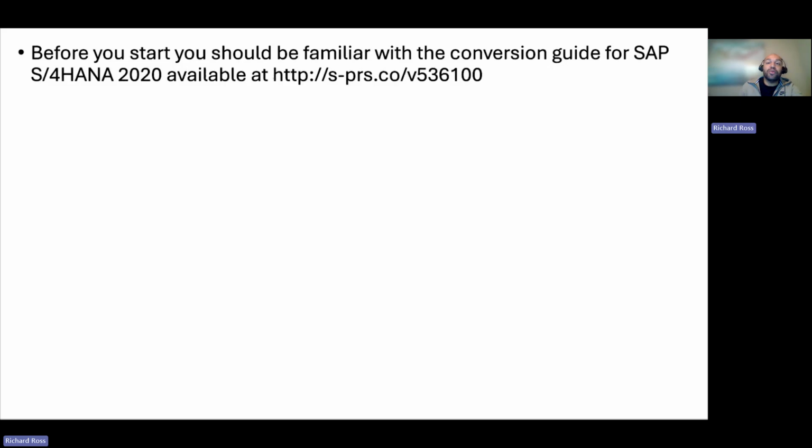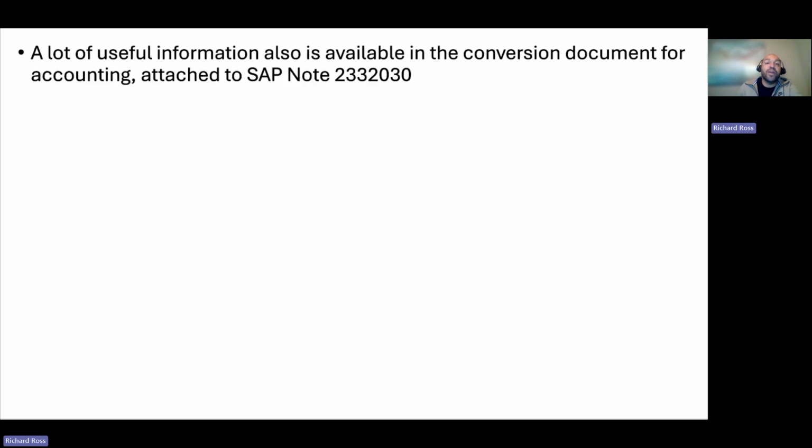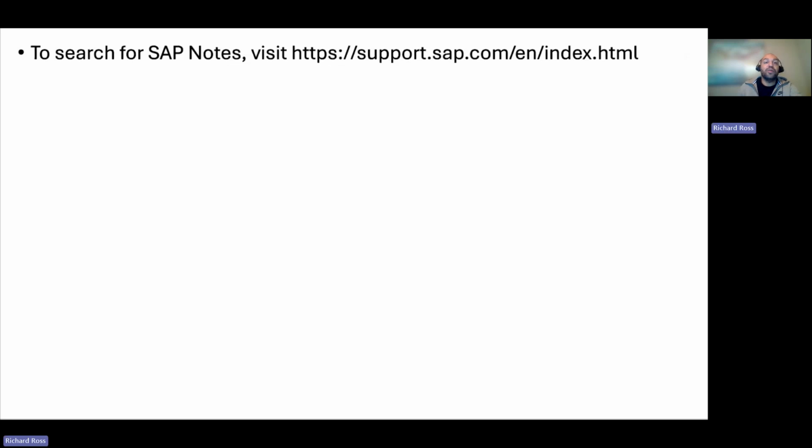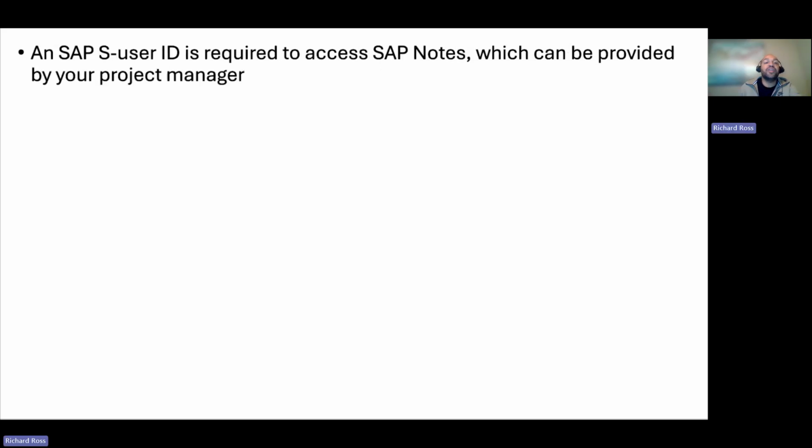Before you start, you should be familiar with the conversion guide for SAP S4HANA available here. A lot of useful information also is available in the conversion document for accounting attached to SAP Note 2332030. To search for SAP Notes, visit this website. An SAP S user ID is required to access SAP Notes, which can be provided by your project manager. SAP delivers various checks and migration tools and programs to help you in these tasks.